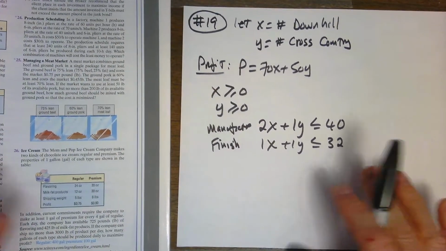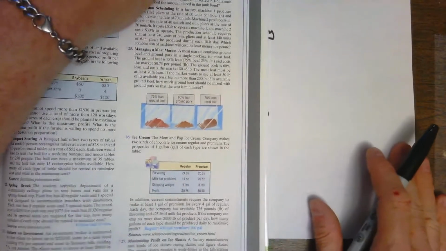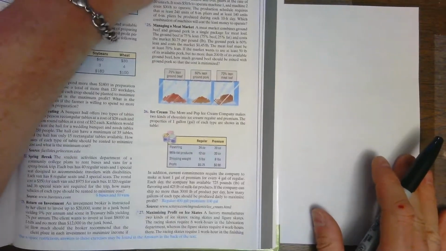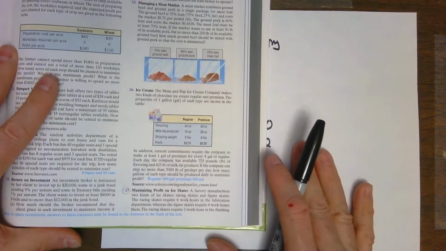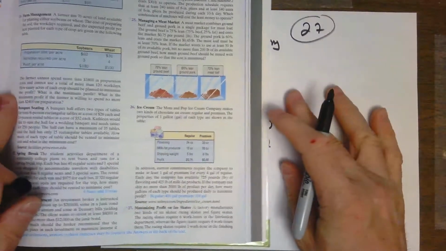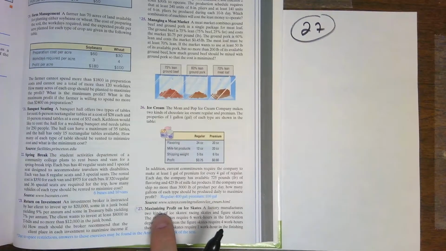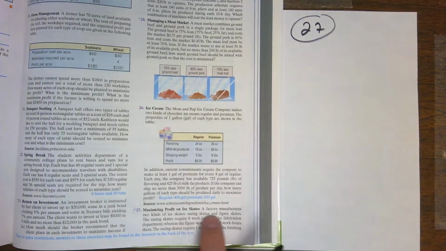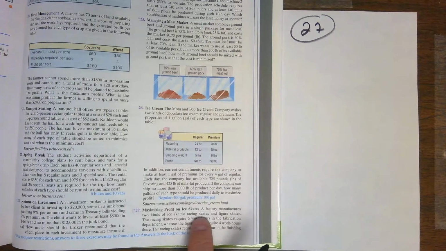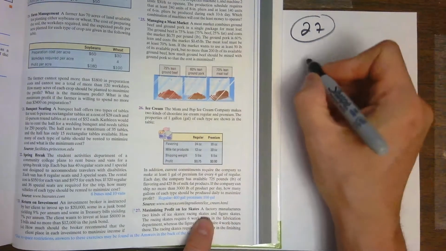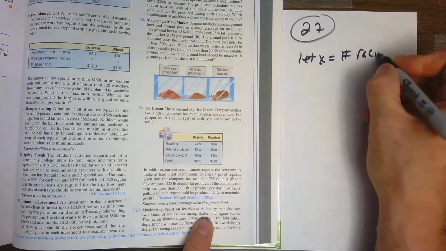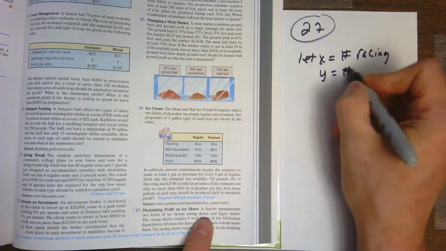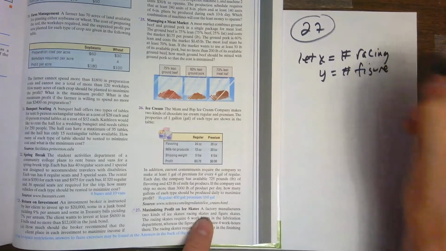Now in problem number 27, let's take a look at 27. Is 27 on the screen? There it is, down here, 27. And it's going to be on the top of the next page. It says, maximizing the profit on ice skates. A factory manufactures 2 kinds of ice skates, racing skates and figure skates. We'll stop right there. We know we're going to let X equal the number of racing skates and Y equal the number of figure skates.